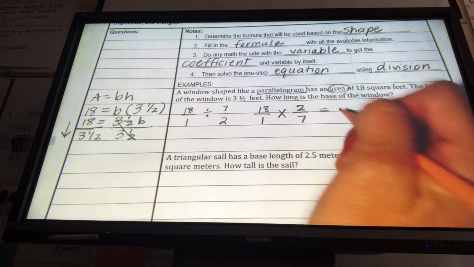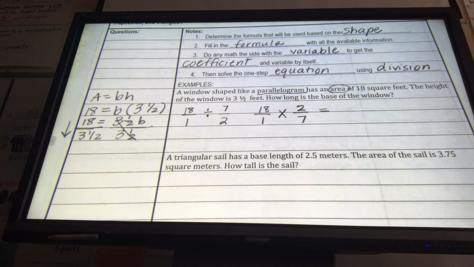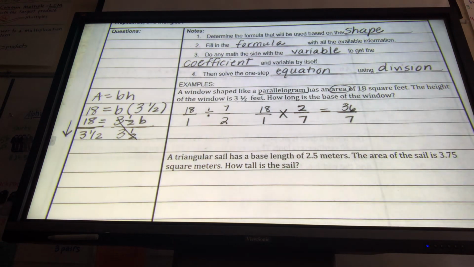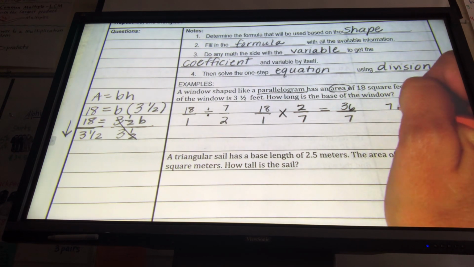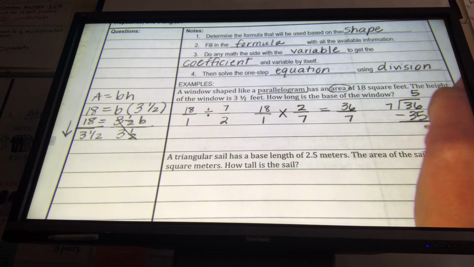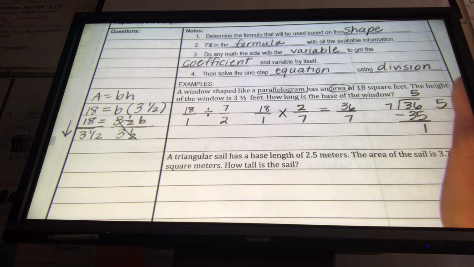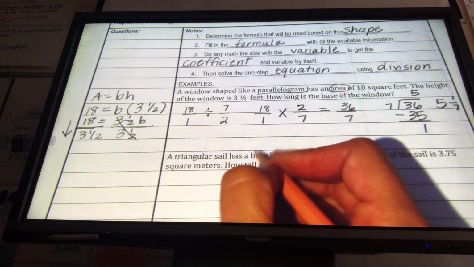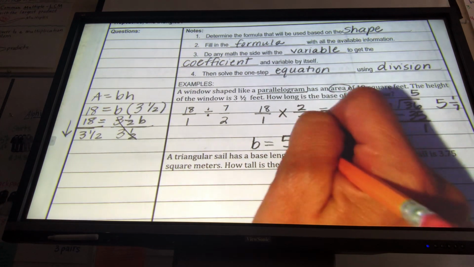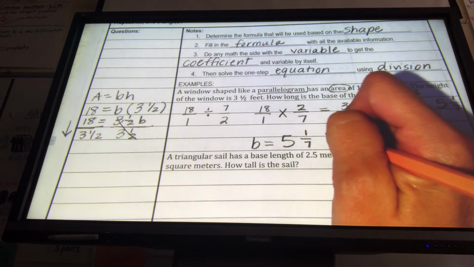For this problem, is there any cross simplifying I can do? Nope. So 18 times 2? 36. 36 over 7. So that means for this one, I'm going to need the bottoms out. It's going to go in 5 times, 35, 1. Now I have to do my bus stops. So my answer is 5 and 1/7. So I'm saying that the base, B, equals 5 and 1/7 feet.